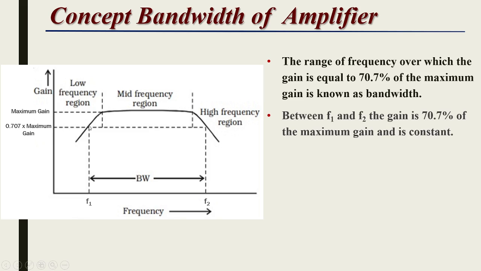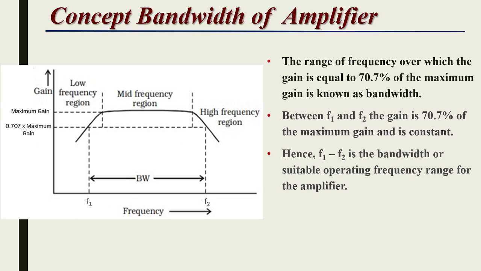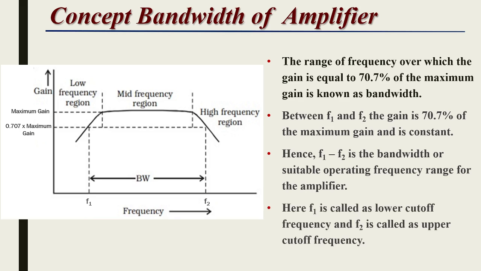That means this portion. So between these two frequencies, or this frequency range, the gain is approximately constant. Hence f2 minus f1 is nothing but the bandwidth, or the suitable operating frequency range for the amplifier. Here f1 is called the lower cutoff frequency and f2 is called the upper cutoff frequency. Actually these two frequencies separate this usable mid frequency region from these two unusable frequency regions.